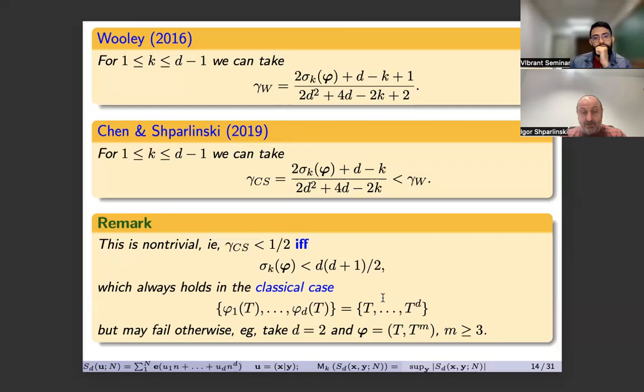On the other hand, there is another very interesting case of binomial functions, and later we'll come back to this. So when you have t and t to the m, two functions of this shape, this result fails. It doesn't give you anything non-trivial. But we'll come back to this case later because it's a very important case.